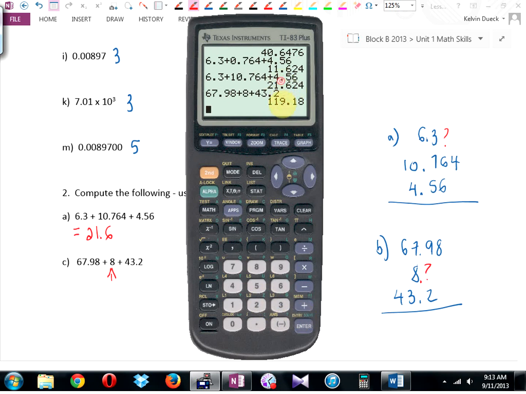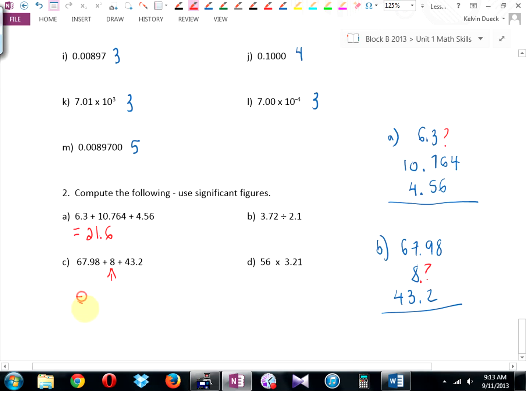I'm going to stop right here on the 9. I can't go further than that because I don't know what came after that 8. Is the 9 going to stay a 9 or is it going to get rounded up? What's next to the 9? A 1. So it's going to stay. It's going to be 119. Adding and subtracting, a little easier.